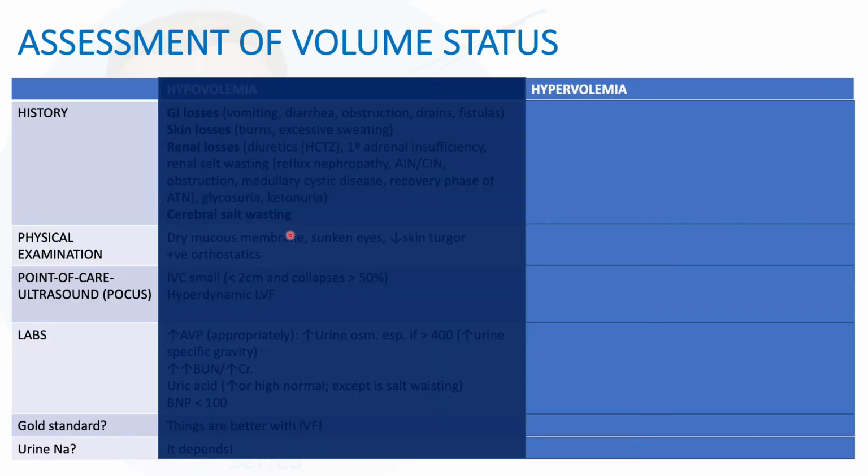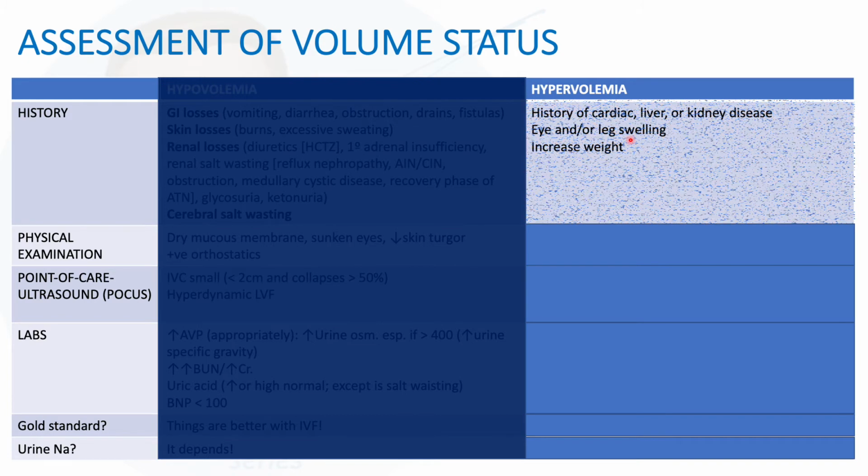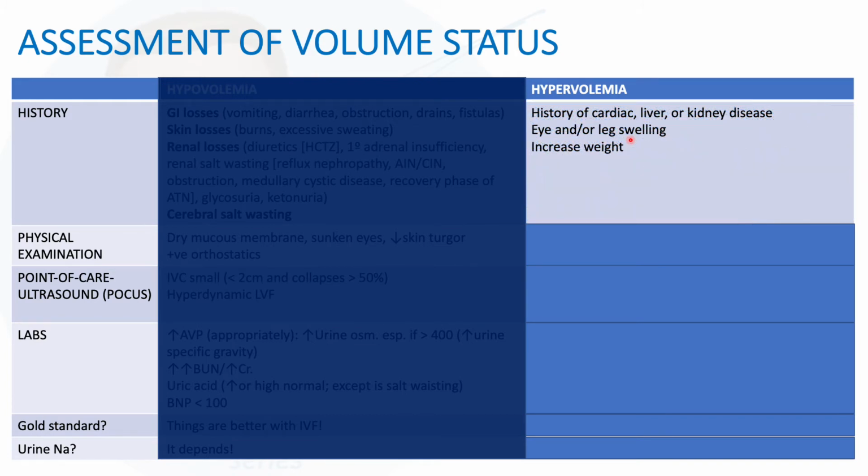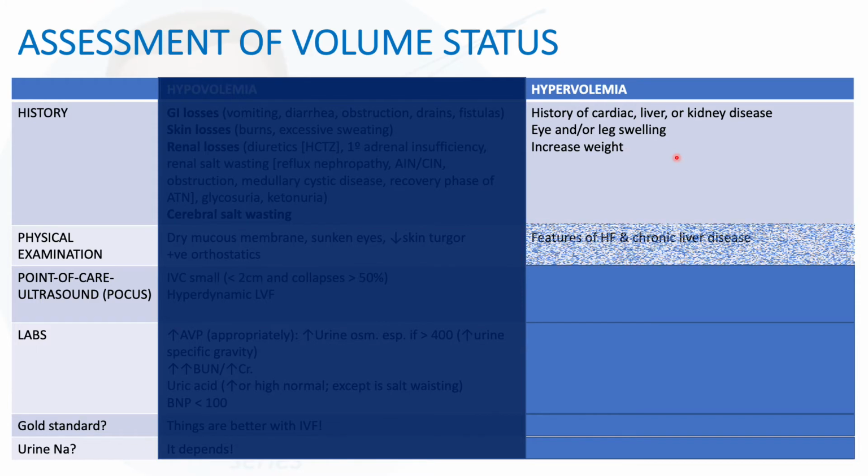Okay, so differentiating hypovolemia from hypervolemia, as I said, can be a little bit tricky, but sometimes it's really straightforward. So, for example, in the history, if the patient has cardiac disease, cirrhosis, liver disease, or kidney disease, they're more likely to develop hyponatremia due to these underlying diseases. You look for a history of leg swelling, lower extremity edema, periorbital edema, or any increased weight. All this might suggest hypervolemia as a cause of hyponatremia.